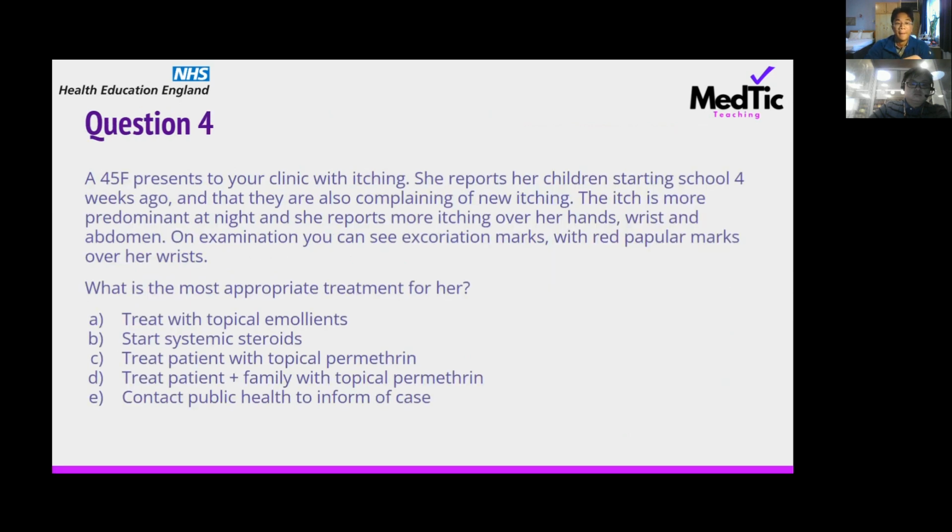Question 4. A 45-year-old female presents to your clinic with itching. She reports that her children started school 4 weeks ago, and that they're also complaining of new itching. The itch is more predominant at night, and she reports itching over her hands, wrists, and abdomen or tummy. On examination, you can see excoriation marks with red papular marks over her wrists. What's the most appropriate treatment for her?